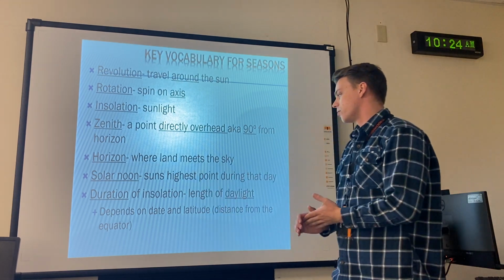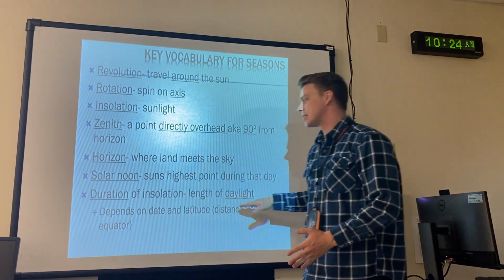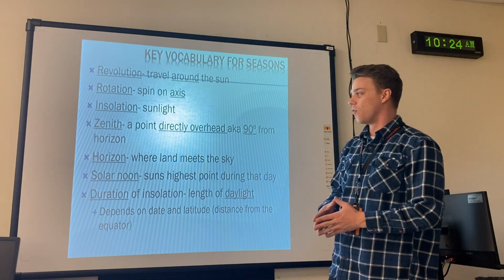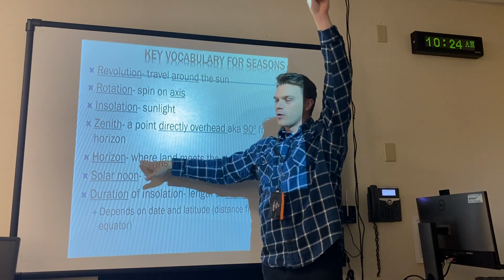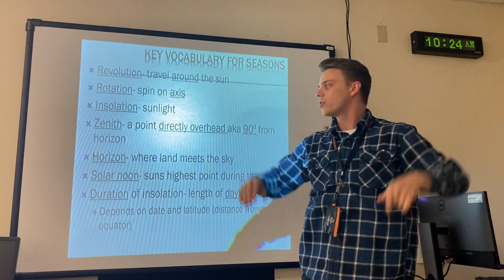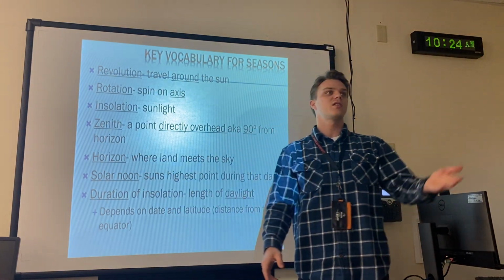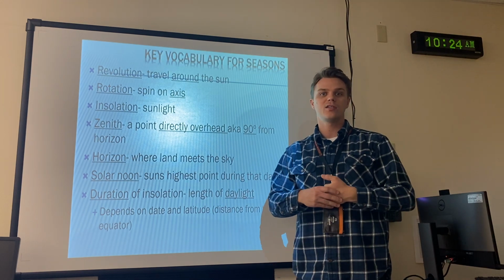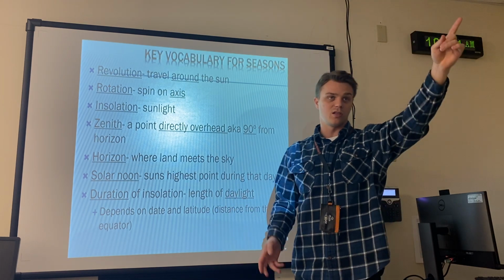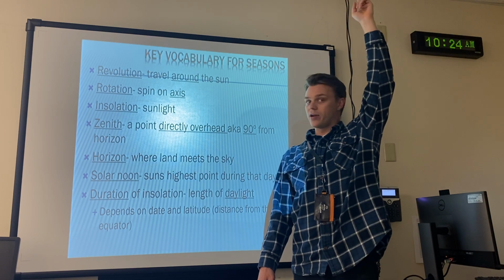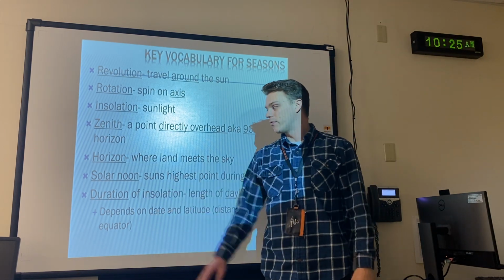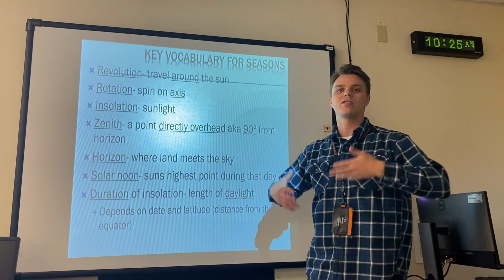Duration of insolation. Duration means time, all right? So the major new words here are zenith, directly over your head; horizon, which is the furthest you can see out; and solar noon, which is the sun's highest point on any given day. In the winter for us, the sun is low in the sky. In the summer, the sun is high in the sky. But in New York, it's never at your zenith. And then duration of insolation is the amount of time of sunlight.